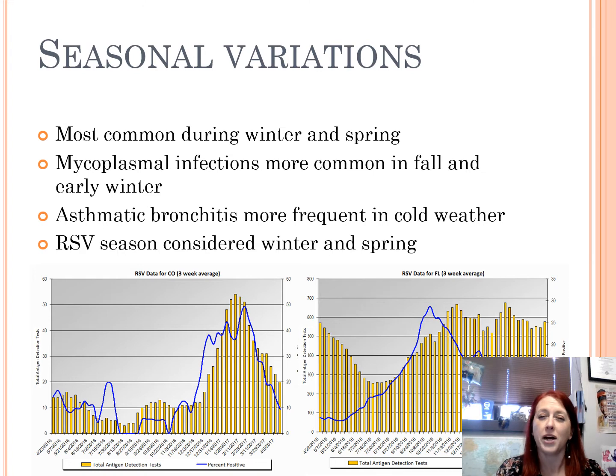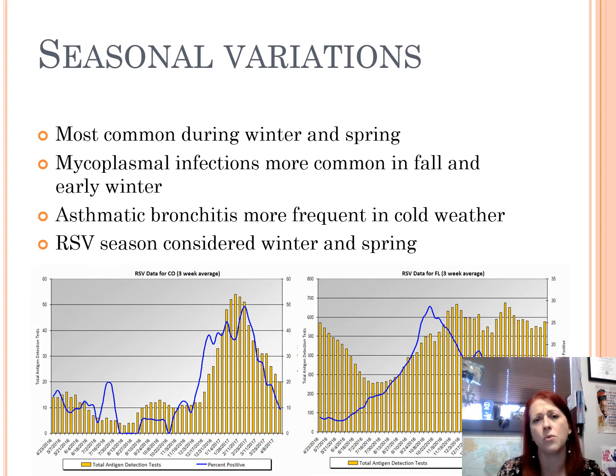We see mycoplasma infections, like mycoplasma pneumonia, with a little bit higher incidence in the early fall, early winter time when kids start school and are sharing germs again. Asthmatic bronchitis is a little bit more common in the winter time in Colorado, just because it's that cold air that can trigger it. They get a cold, they get more sick with it. We also see it a little bit more in the springtime.